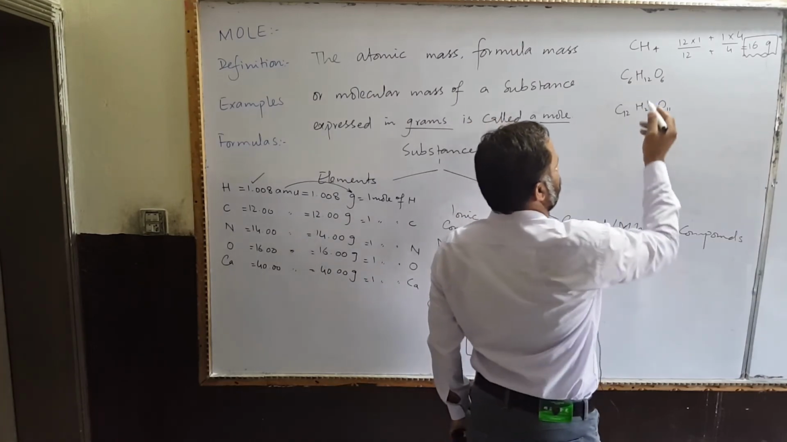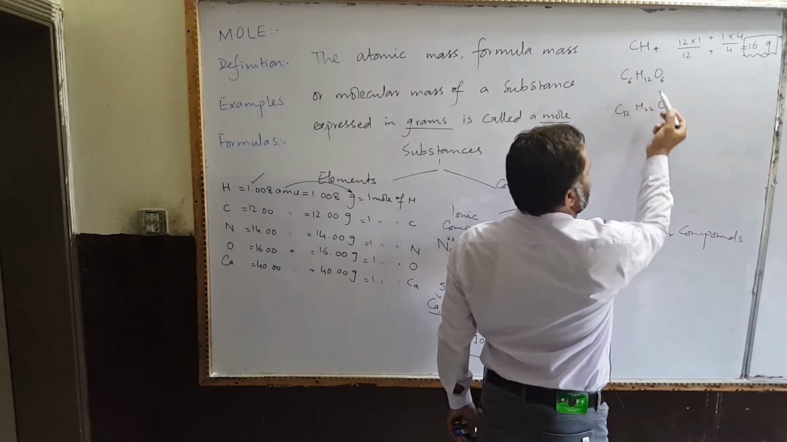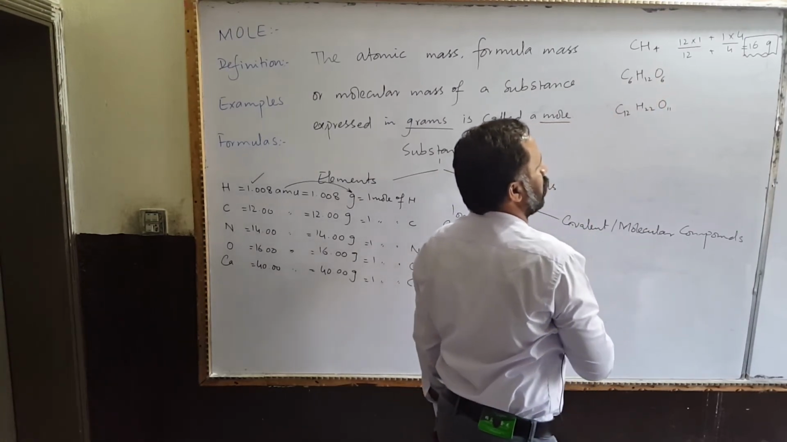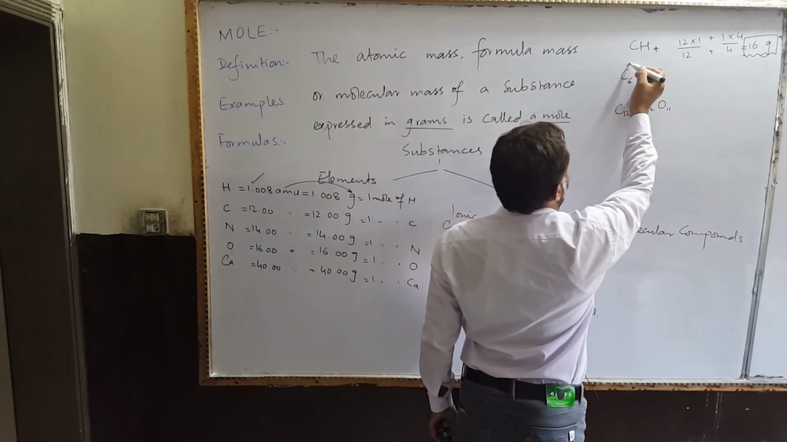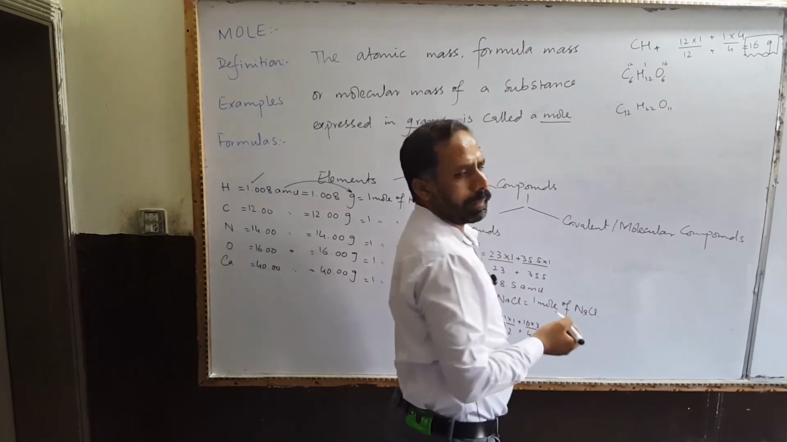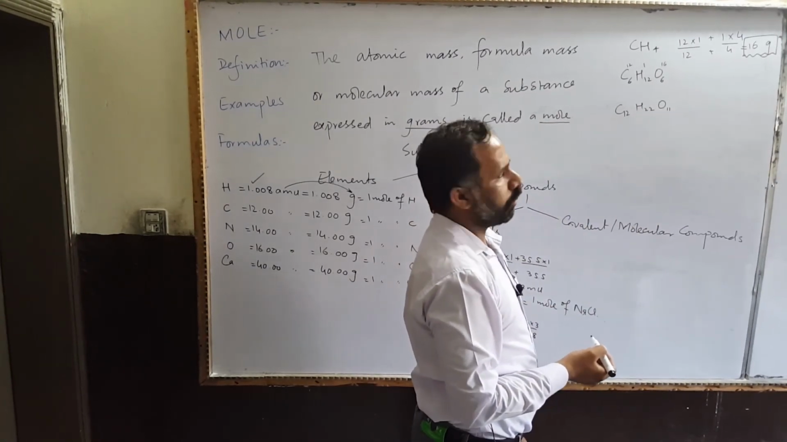Glucose has 6 carbon atoms, 12 hydrogen atoms and 6 oxygen atoms. These are the very simple atomic masses of these three elements: carbon has 12, hydrogen has 1, while oxygen has 16. Now multiply these masses with their number of atoms.